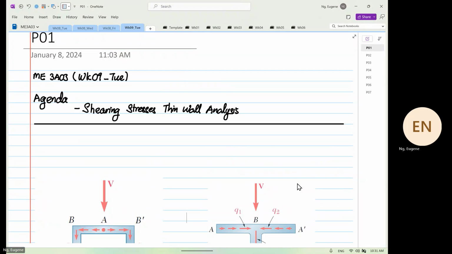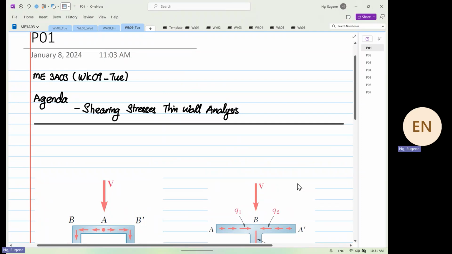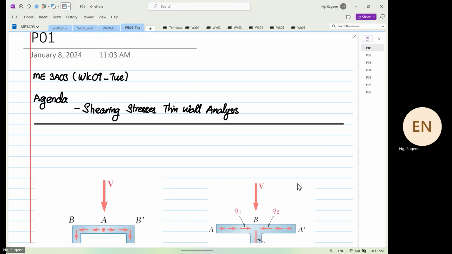Thin wall analysis we have not learned before, and in terms of difficulty, it's more difficult than thick wall or non-thin wall. So we're going to do thin wall analysis. I'm going to incorporate another 3 more rules. Whatever we learn in non-thin wall can still be used in thin wall. So we are going to look into thin wall analysis now.